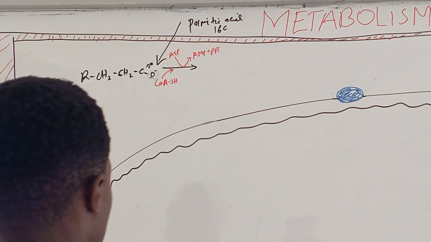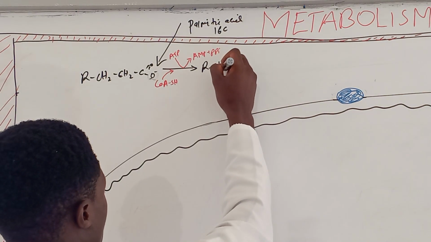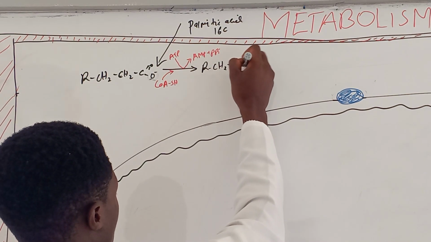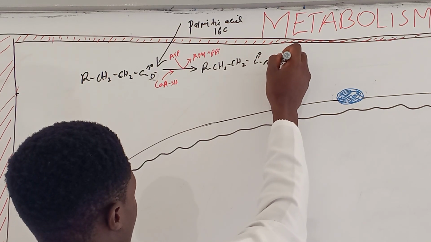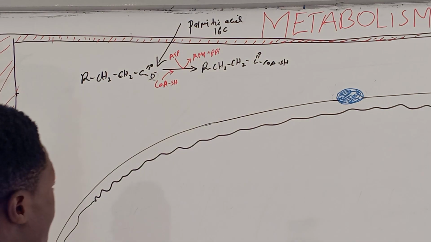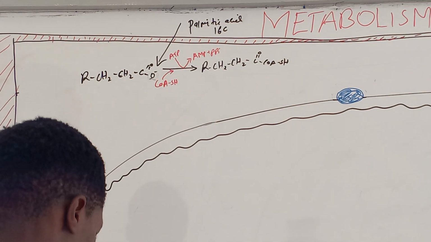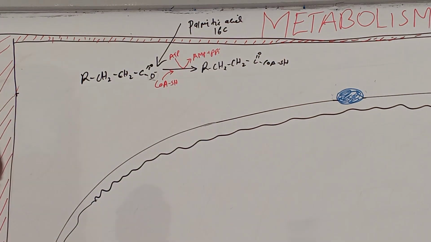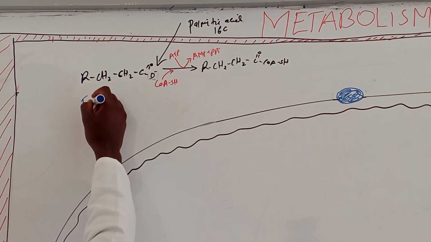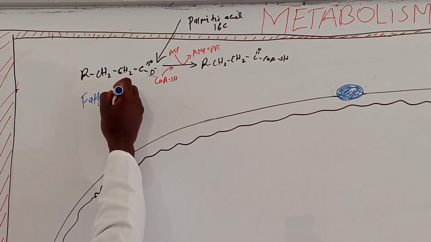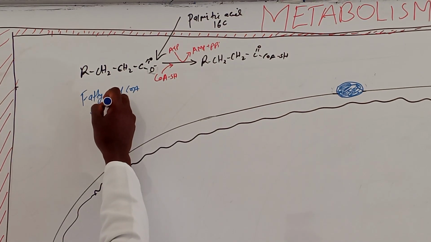Then what are you going to form? You're going to form a CH2, C, SH. We've added in a CoA. Now the question is, which enzyme is going to catalyze this reaction? This reaction is going to be catalyzed by a particular enzyme, and this enzyme is called fatty acyl-CoA synthetase.